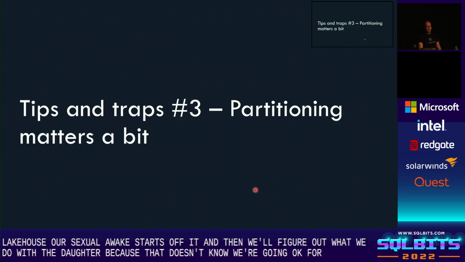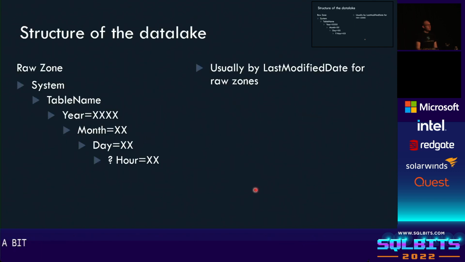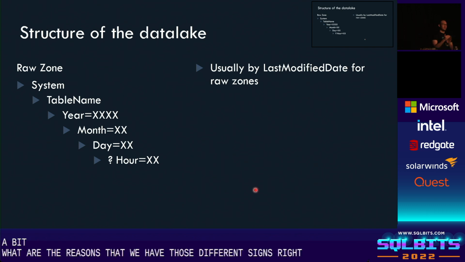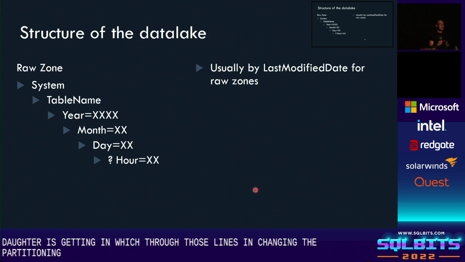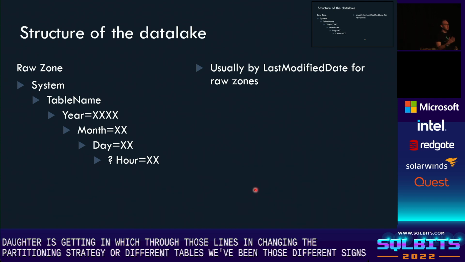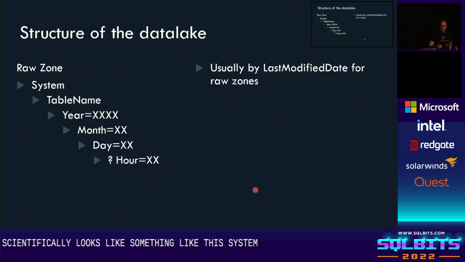Awesome. And then the final part is partitioning matters a bit. One of the reasons that we have those different zones is that the data is getting enriched through those zones. But also we're often changing the partitioning strategy of different tables within those different zones. So a raw zone typically looks something like this: system, I don't know, CRM, table name, customers, year, 2022, and so on. And it goes on. And it's usually decided on a last modified date.